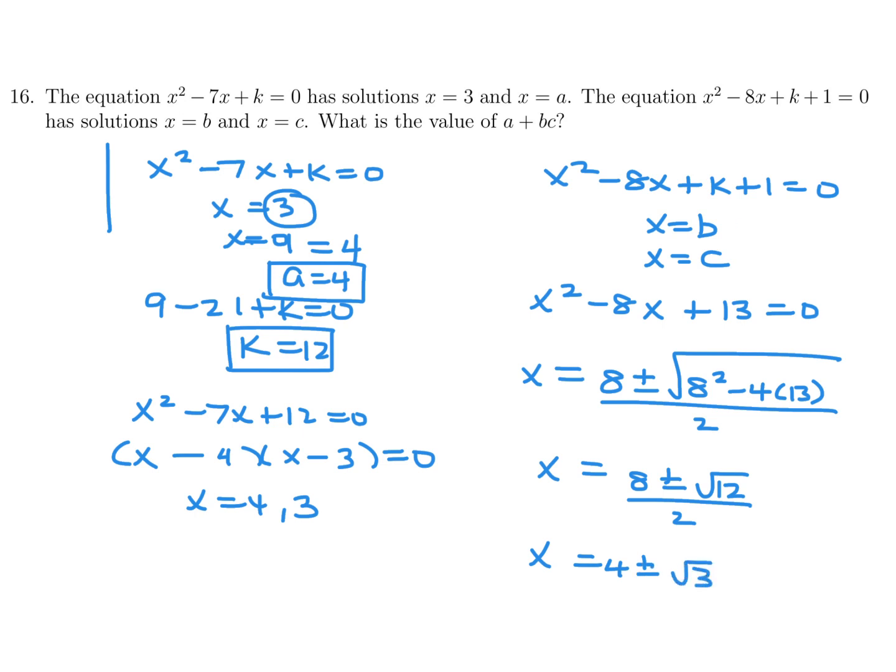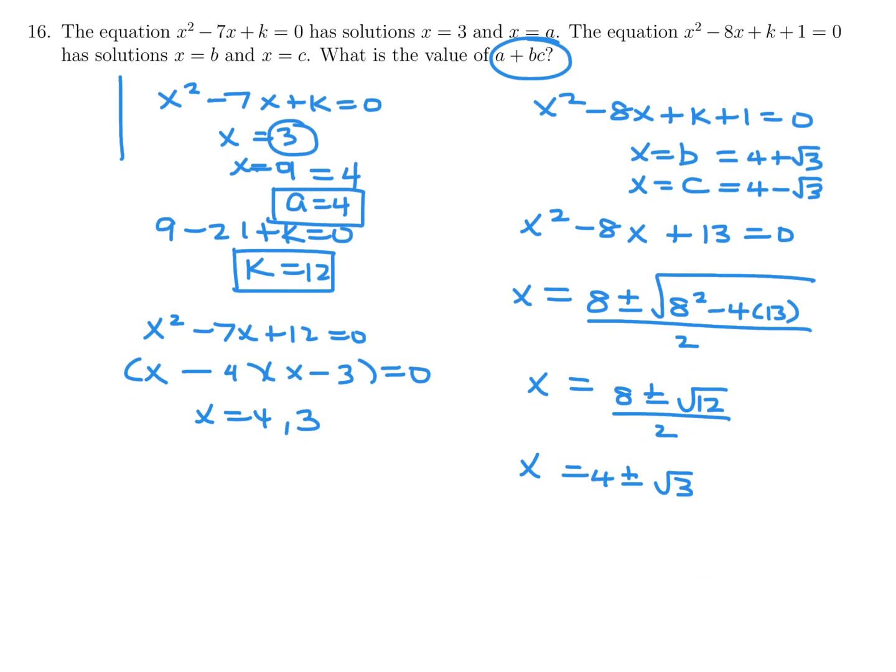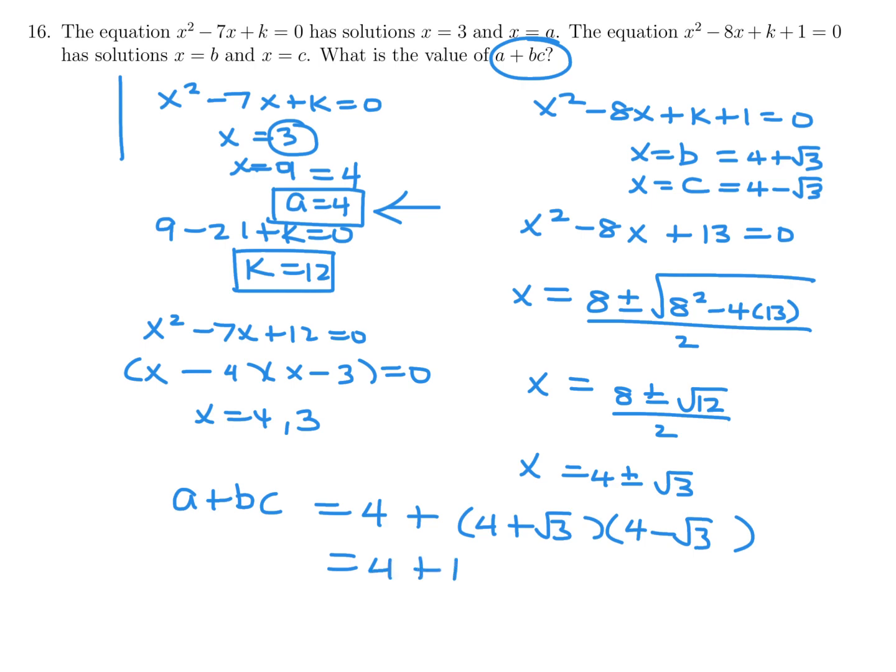Okay, so that means that first one we can call 4 plus root 3, and the second one we can call 4 minus root 3. Okay, so now we can do this A plus BC. So A is 4, and then B is 4 plus root 3, and C is 4 minus root 3. So it's going to be 4 plus 16 minus 3, and that is 17.